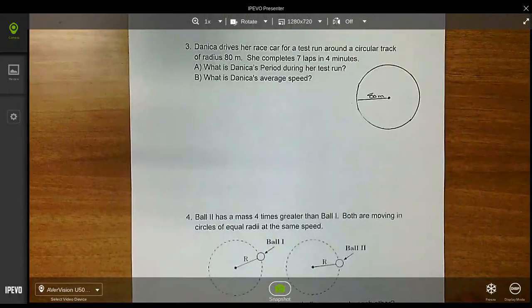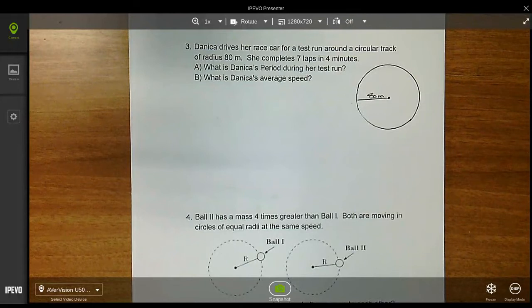Okay, so now let's go on to a slightly different problem. In this scenario, they actually give us values, so these are not logic problems. This is an actual UCM problem which we're going to solve through. It says that Danica drives a race car for a test run around a circular track of radius 80 meters. She completes 7 laps in 4 minutes. Part A, what is Danica's period during her test run? And part B, what is Danica's average speed?